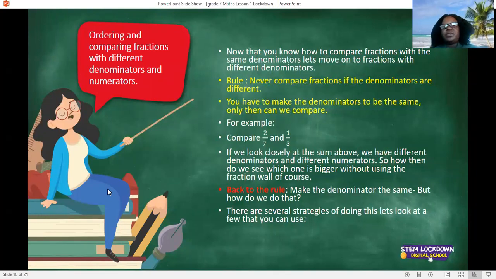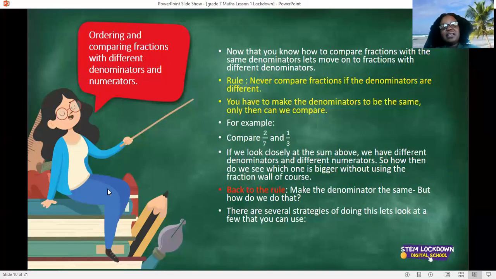Okay, so there is a rule there. Rule number 1 says, never compare fractions if the denominators are different. Meaning that you cannot compare 2 over 7 and 1 over 3, and then say, oh, 2 over 7 is bigger because I see that the 7 is bigger. Or maybe you say 1 over 3 is bigger because I don't know what your reason will be. So you have to make the denominators the same. Only then can you compare.